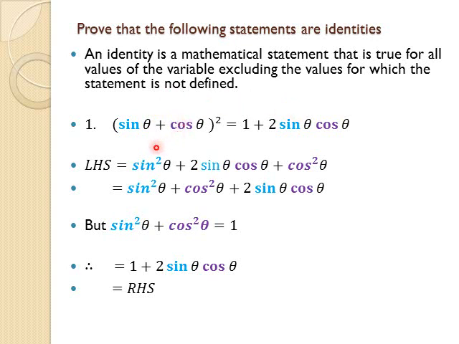Okay, so they've given us number 1. I have (sine theta plus cos theta) squared must equal 1 plus 2 sine theta cos theta. Right, so first thing we do, we solve one side until we can get to what we have on the right hand side. If we get to a point and we can't go further, it's not the same as that, then we work on the right hand side till the right hand side and the left hand side look the same.